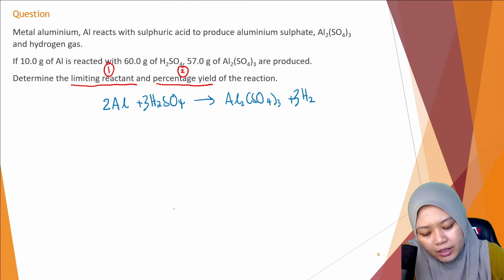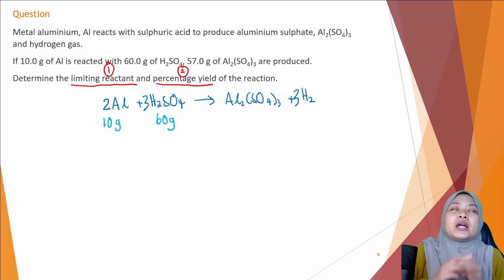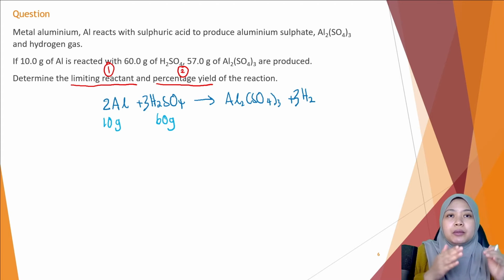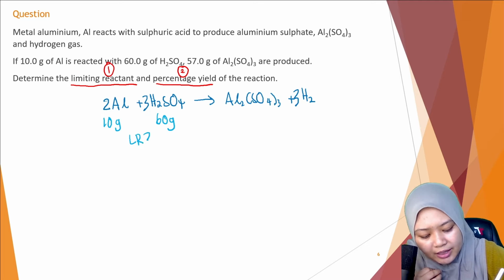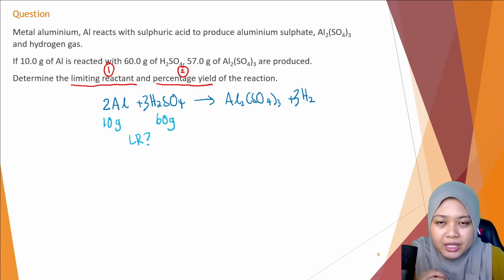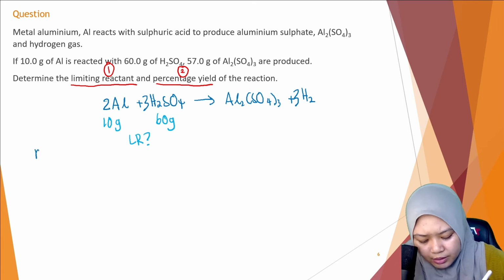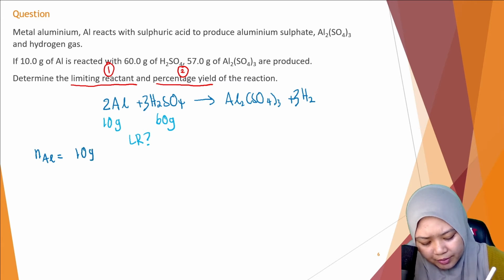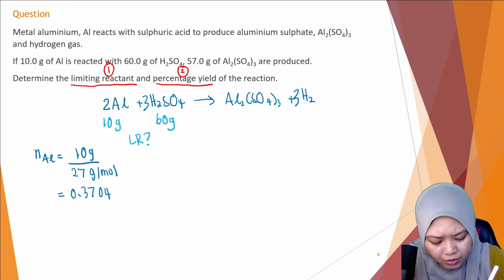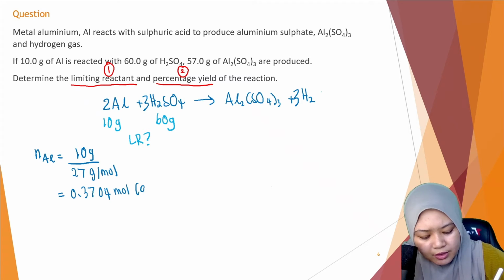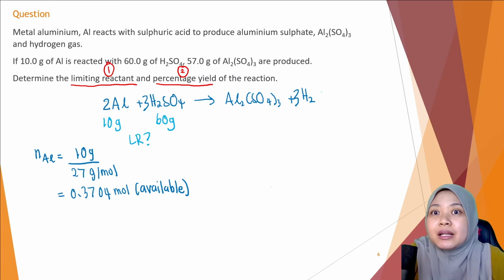And then the question gave you this one 10 gram, this one 60 gram. The question gave you mass for both reactants. So bila you nak cari produk, awak kena figure out reactant mana adalah limiting reactant sebenarnya. Okay, aluminium or sulfuric acid. You cari dulu mol kepada aluminium. 10 gram divided by molar mass of aluminium 27 gram per mol, 0.3704 mol. The mole that you get is available mole. Mole yang ada diberi dalam soalan.